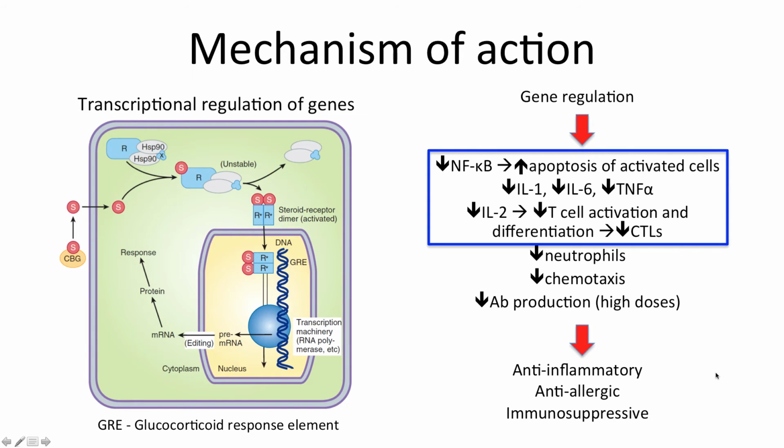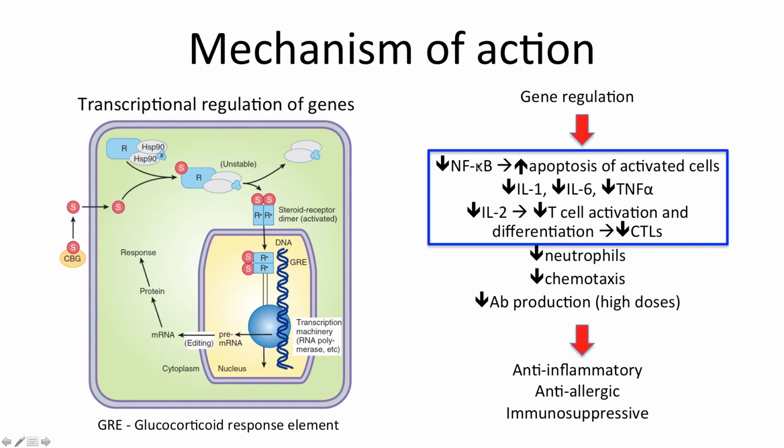On the right side of this slide, it shows that the gene regulation property of these steroids can reduce the expression of NF-kappa B, which in turn increases the apoptosis of activated cells, and also reduces the production of interleukin-1, interleukin-6, and TNF-alpha. You probably remember these three cytokines are very important for the inflammatory process.